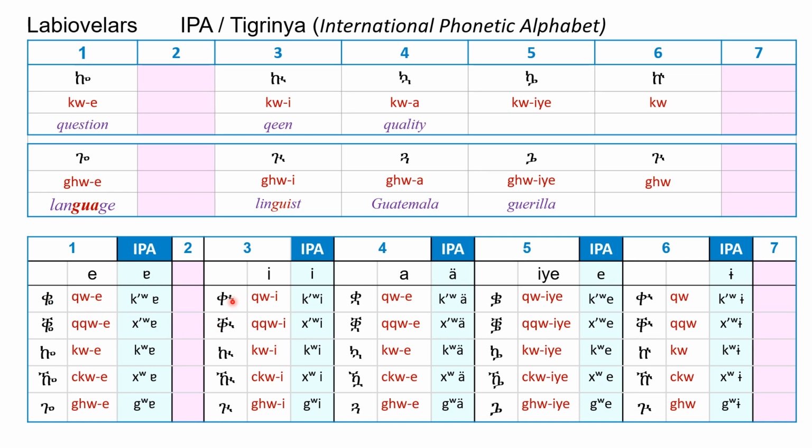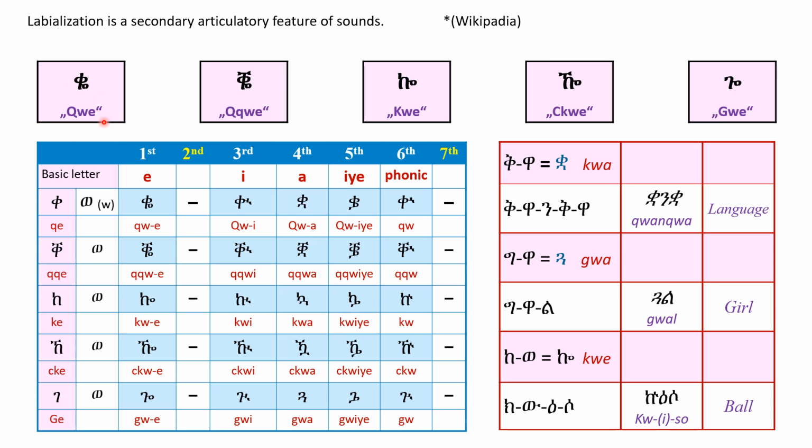Que, qui, qua, que, que. Hue, hui, hua, hue, hue. Gue, gui, gua, gue, gue. Que, hue, gue.